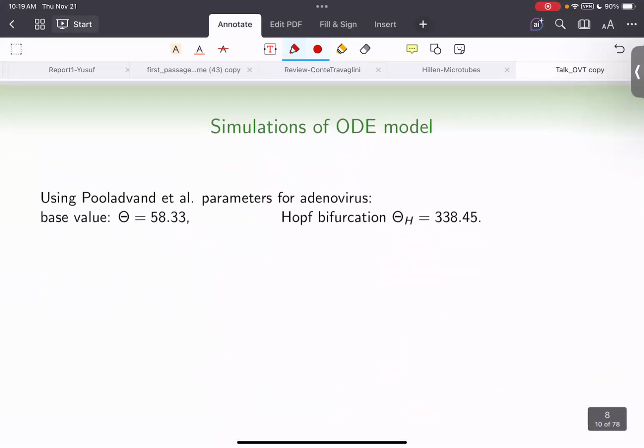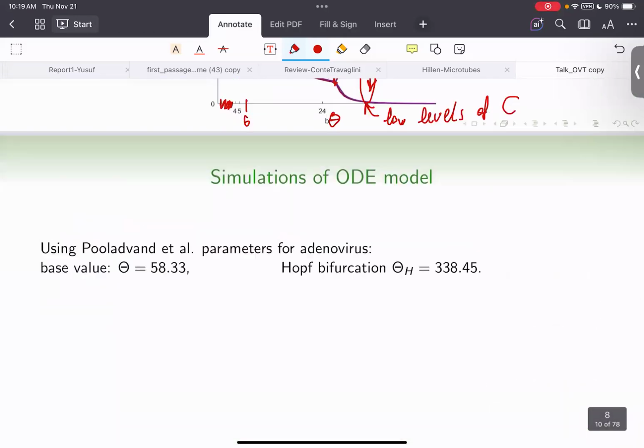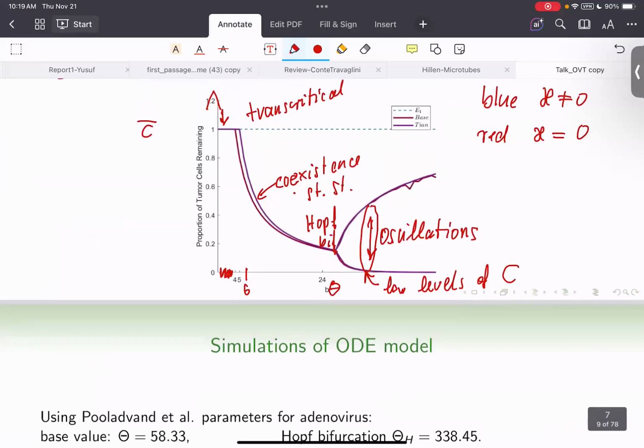Okay, so here I have the solutions as functions of time. I used the parameter values by Pouladvant et al. from their paper. And this gives me a base value of theta of 58.33. And in this parameterization, this is one of the coexistence steady states. So this is right here where we have coexistence.